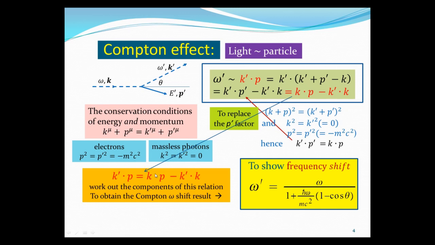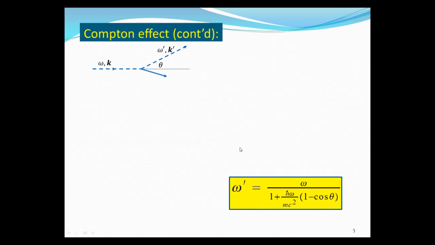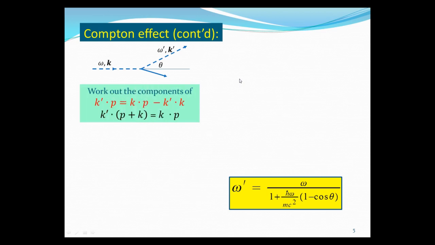When we work out the components, this set of four-momentum dot products just recovers the Compton formula. We're going to need to work out the components of this relation we wrote last time. Of course, moving the k to the other side, this is just k prime dot (k plus p) equals k dot p.